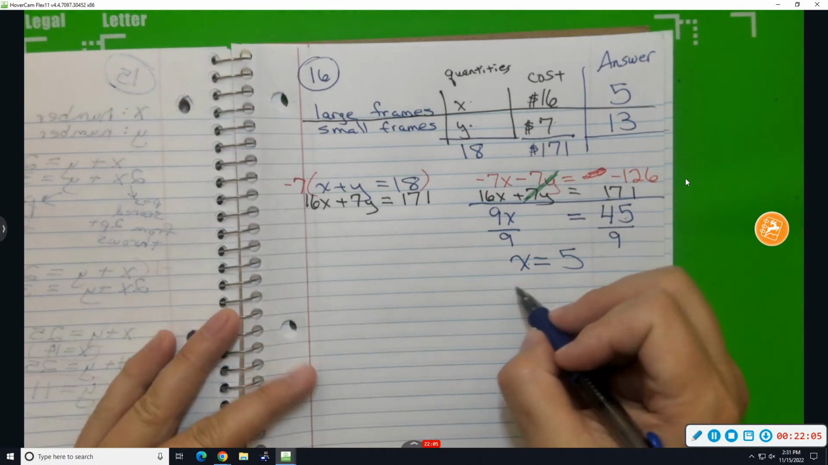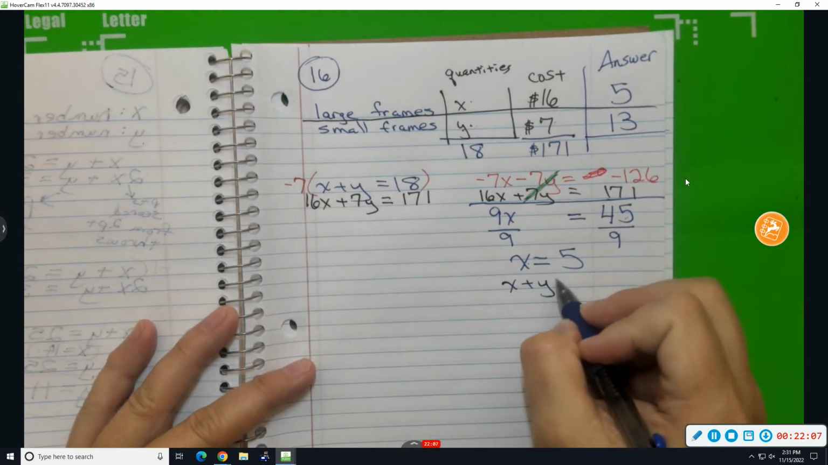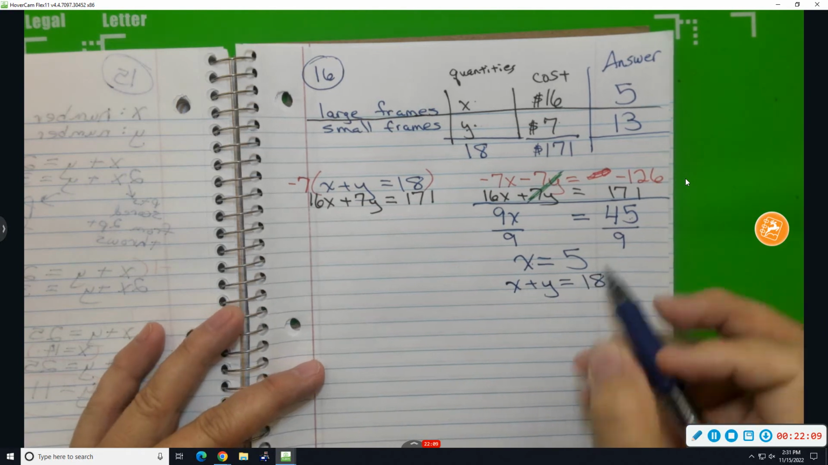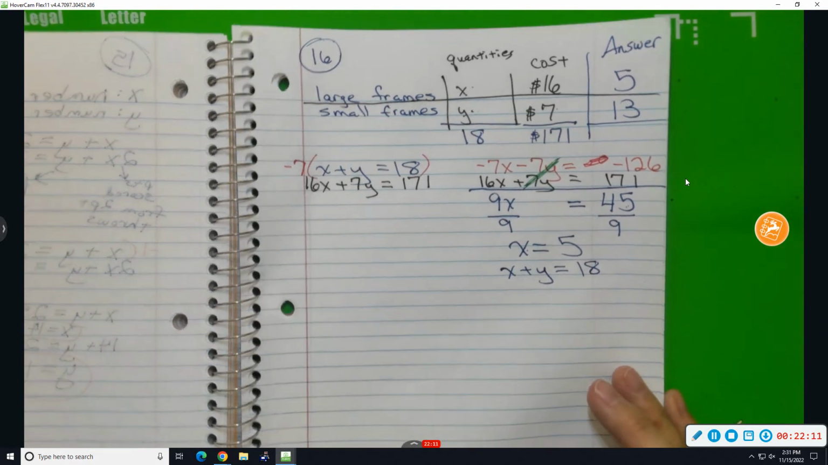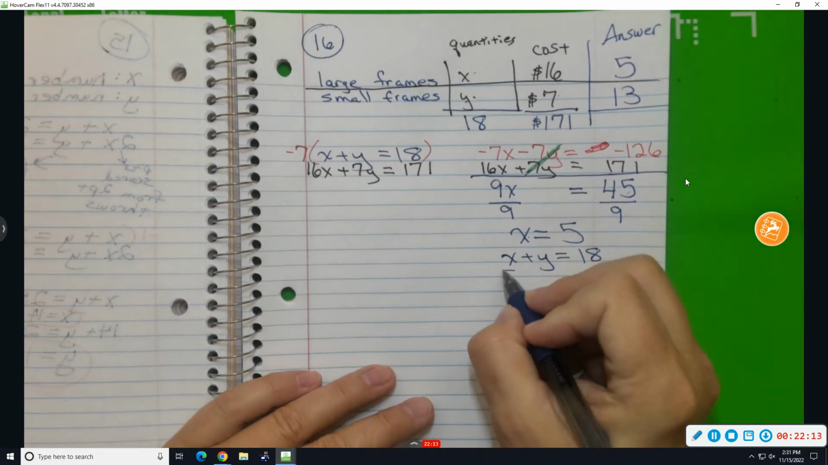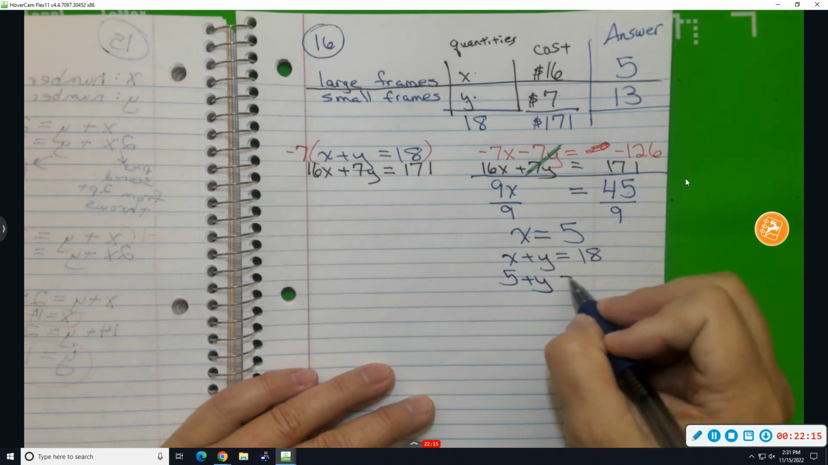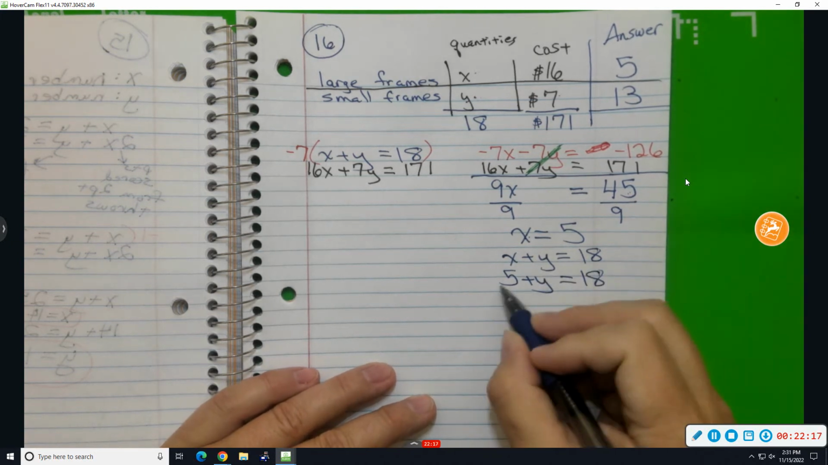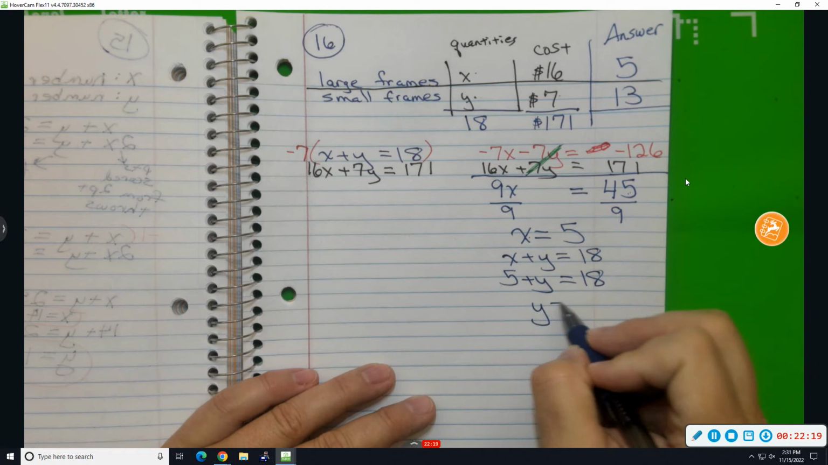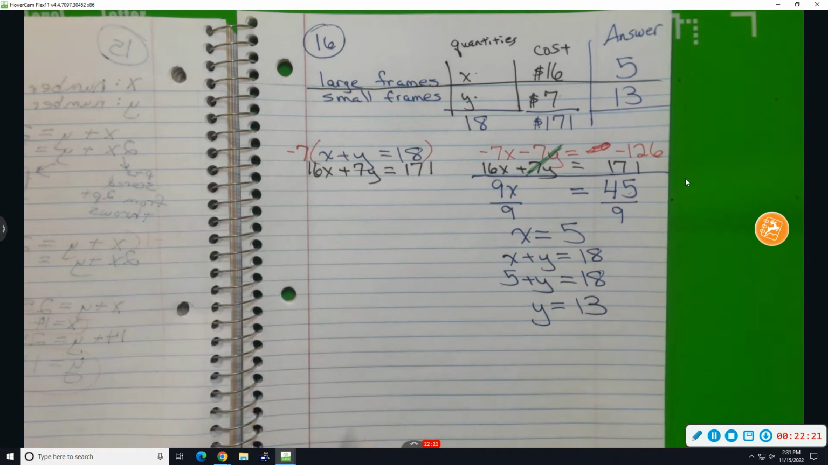Or you could just go through substituting. I like the logic better. Okay, so you have 5 plus y equals 18. Subtract 5. Either way, we get y equals 13.